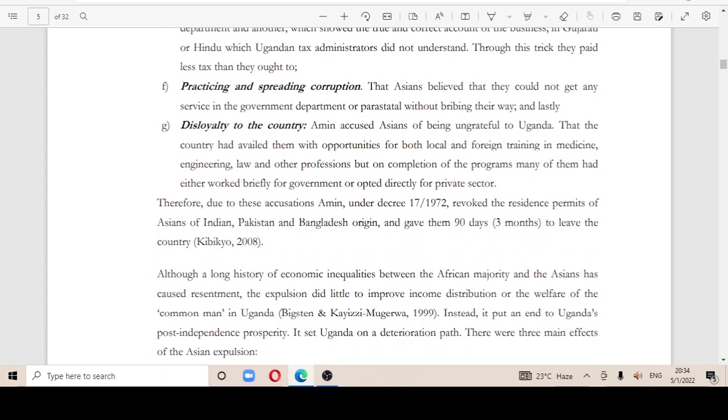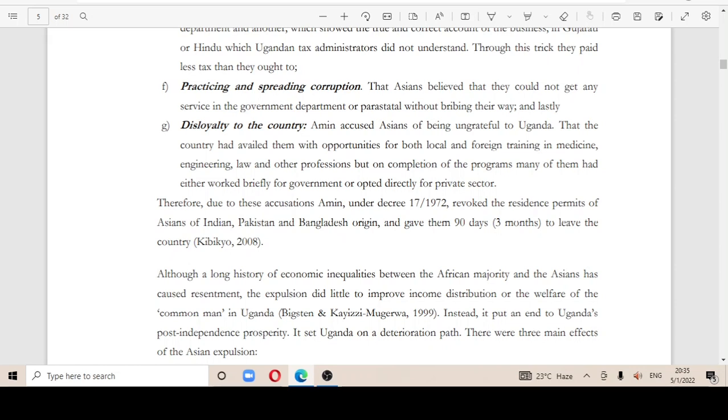Then disloyalty to the country. So Amin accused Asians of being ungrateful to Uganda even after all the opportunities that had been availed to them. So he assumed that after them getting training in medicine, engineering, law, they were really ungrateful.